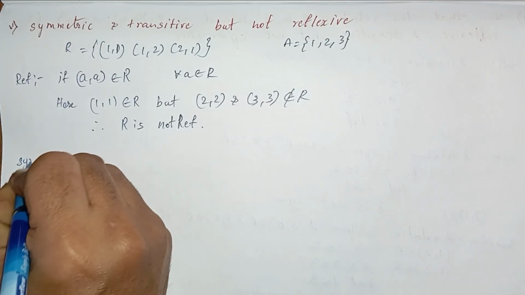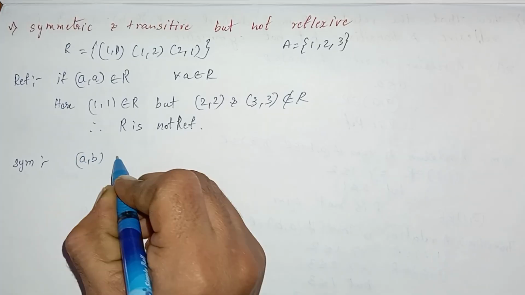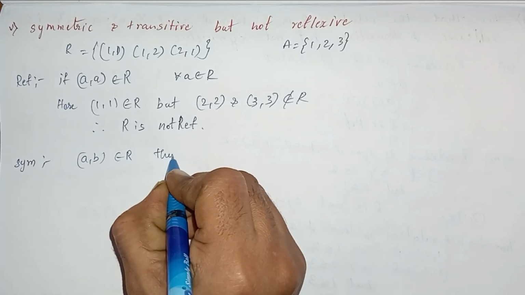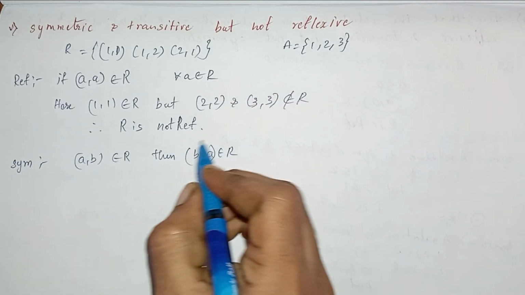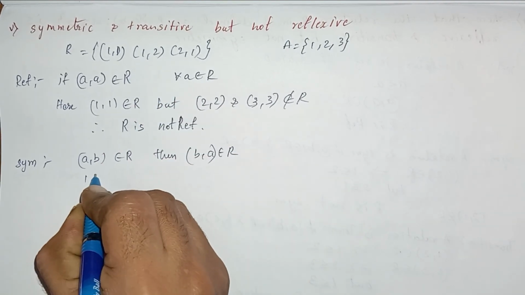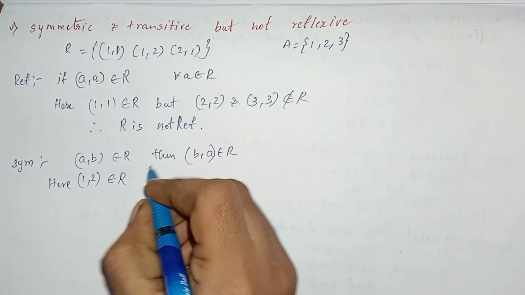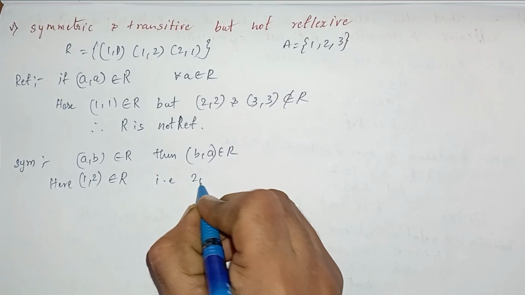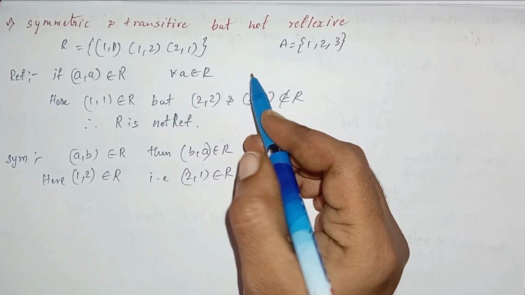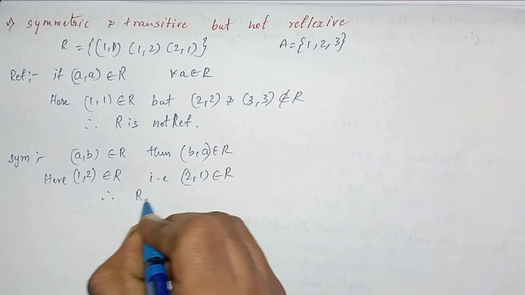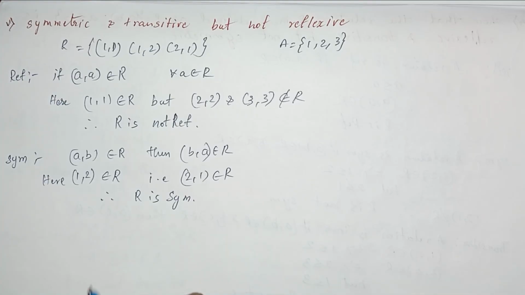The next is to check for symmetric. In symmetric we know that if (a, b) belongs to R, then (b, a) should also belong to R. Here we take (1, 2) belonging to R, then (2, 1) also belongs to R. Even (2, 1) is there. Therefore R is symmetric.